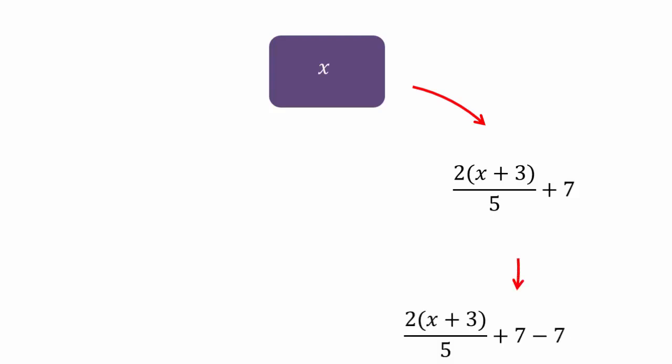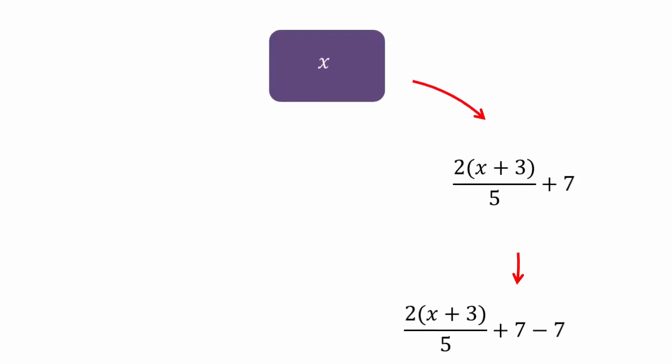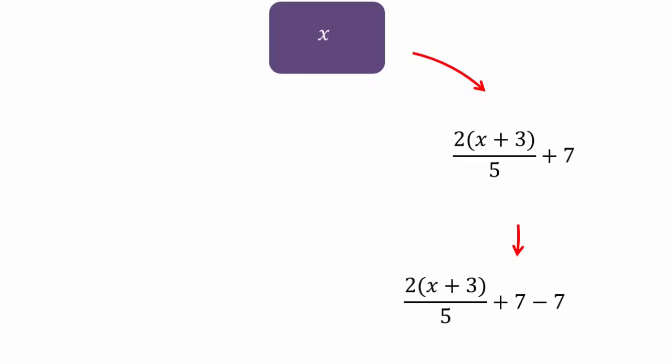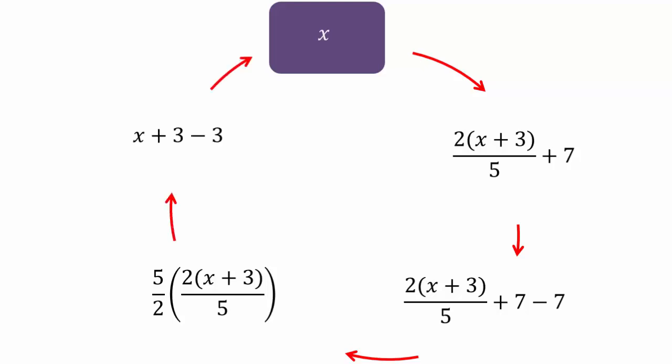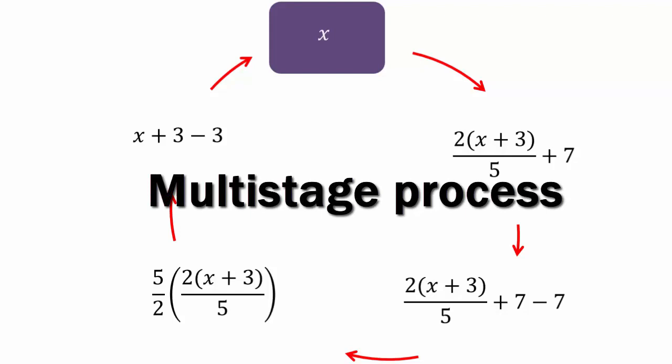So the last thing we did was add 7, so we will subtract the 7. Okay, once we did that, then we have 2/5 times, so we'll have to undo that by multiplying by its reciprocal, so 5/2 times. Then we have the plus 3, so we'll have to undo that. Then we'll recover the x back. So sometimes it might take a multi-stage process to recover our x back.